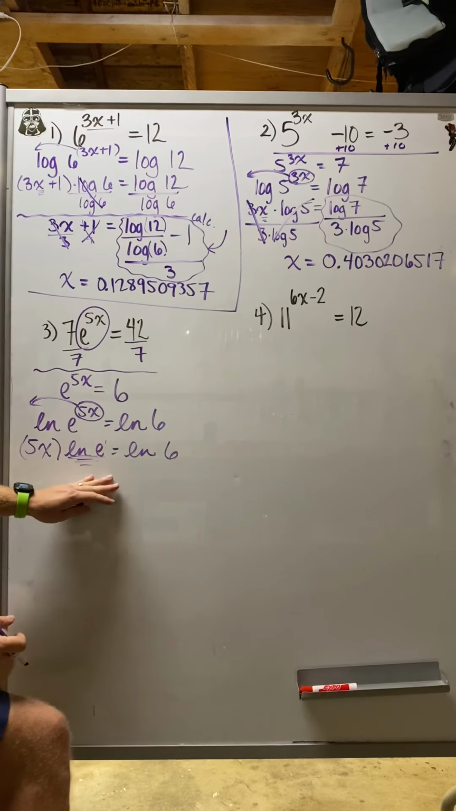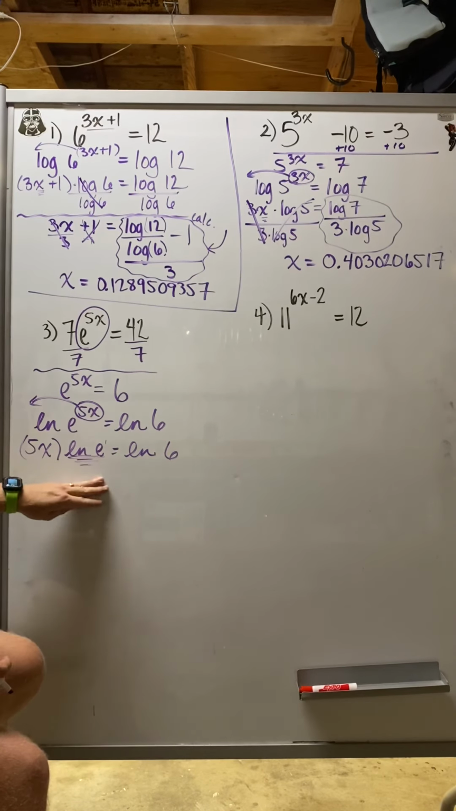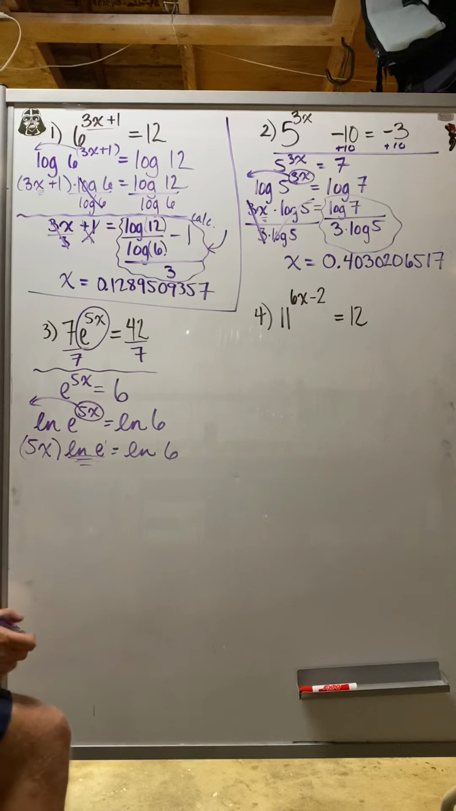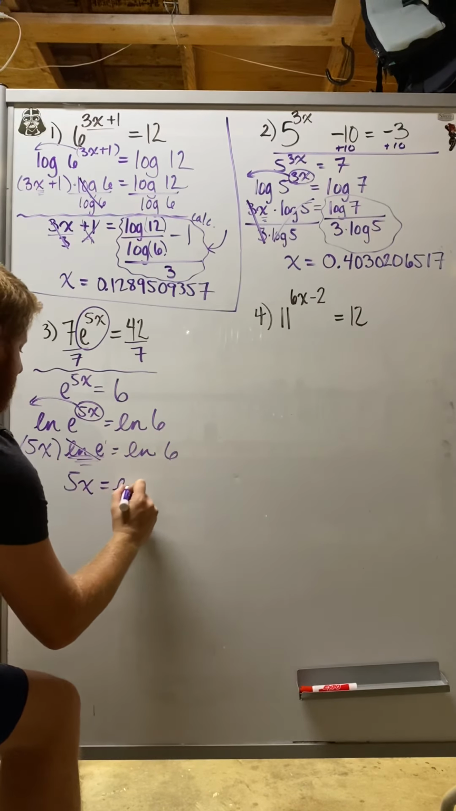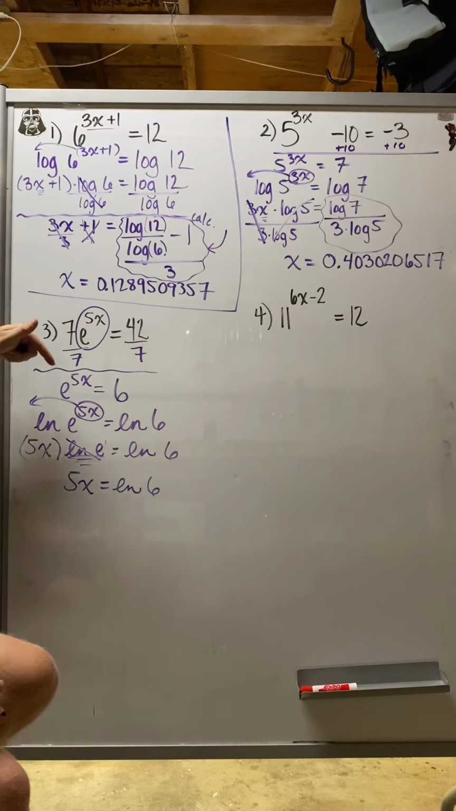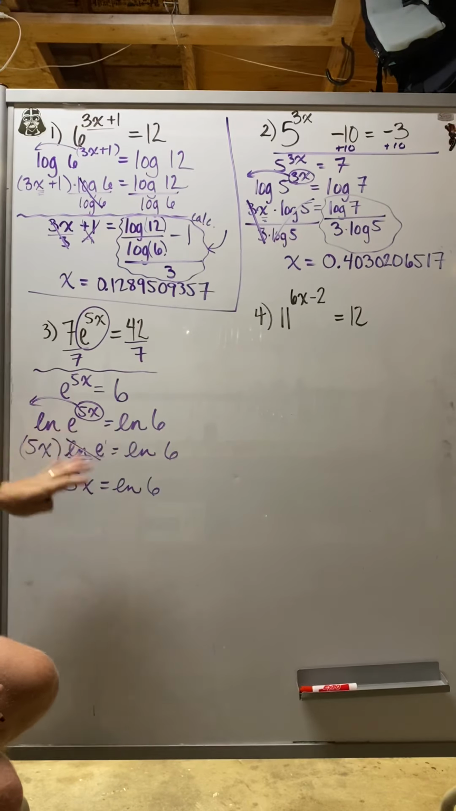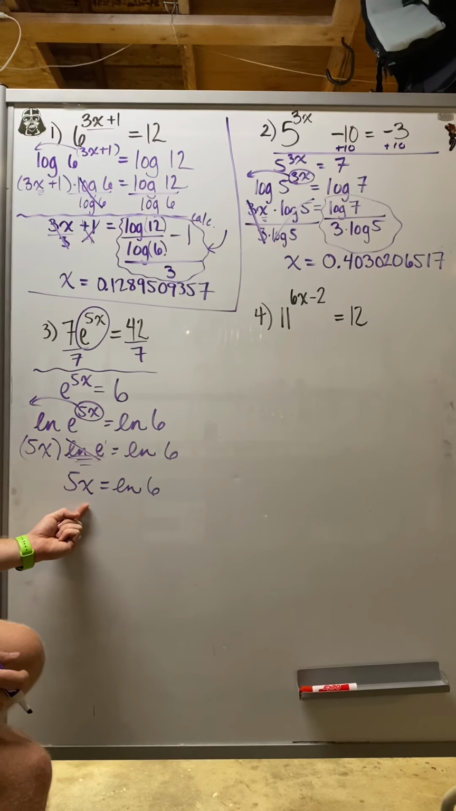So what we really have is 5x times 1 equals ln of 6. Do I need to write it when I'm multiplying by 1? No, I don't. So this will actually cancel out, and the only thing that we'll have is this. This is much simpler. Now there's no reason you couldn't hit this with a log base 10 if you wanted to, but it won't cancel out nicely and you'll get a weird fraction over here that we don't want.